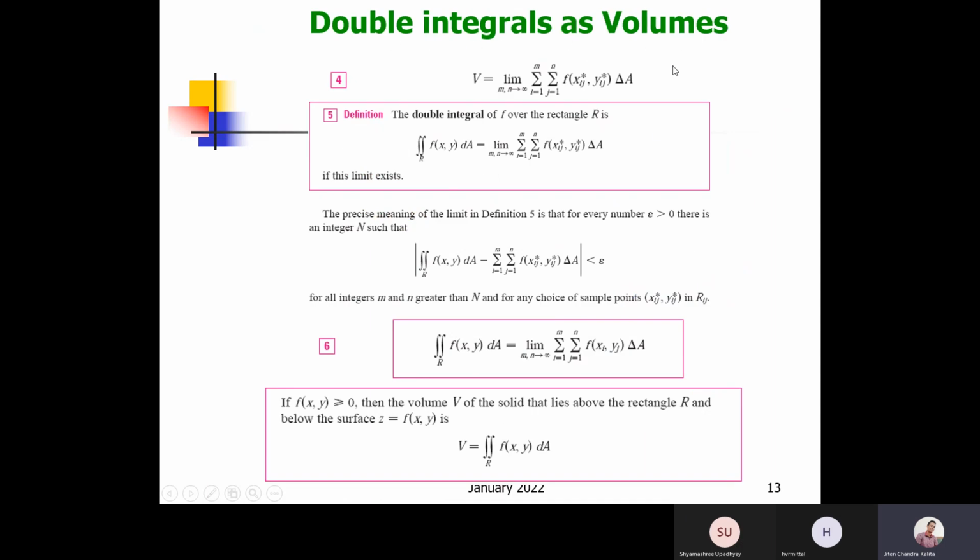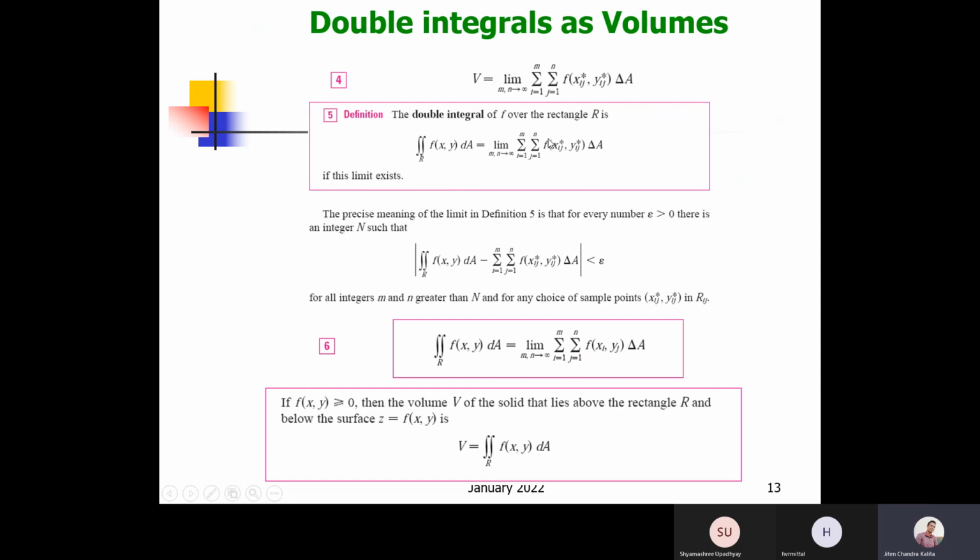Double integral as volume. Now the volume is going to be simply this, as we let m and n tend to infinity. This is nothing but the definition of the double integral of f over the rectangle R. It is written with two integral signs: double integral over R of f of xy dA. In fact, dA is simply dx dy. And again, remember, this limit has to exist.